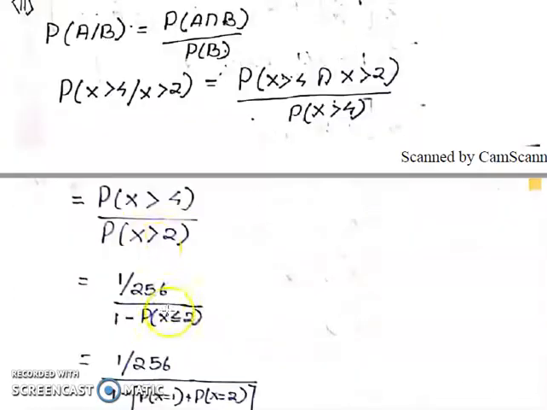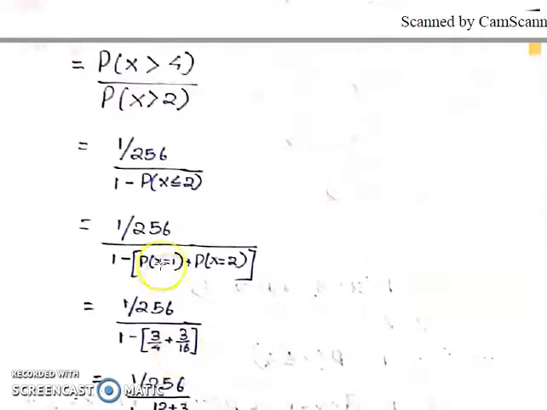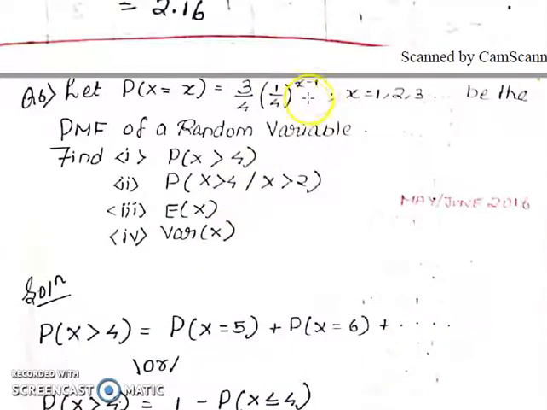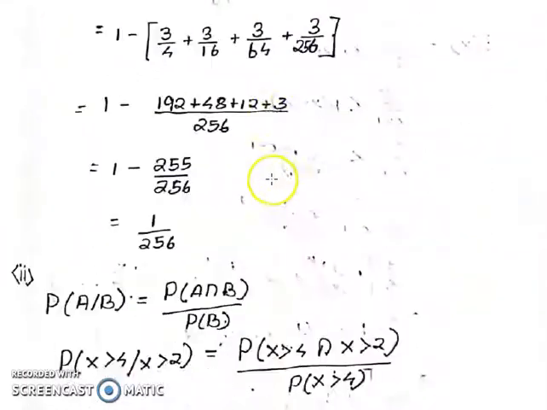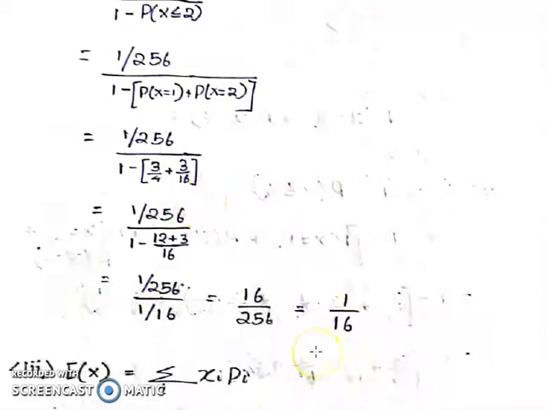Now P(x > 2). To find this, use the formula 1 minus P(x ≤ 2). That means x = 1, 2. P(x = 1) is 3/4, and P(x = 2) from this formula: put x = 1 here, put x = 2 here. We get this result, and after simplification we get 1/16.